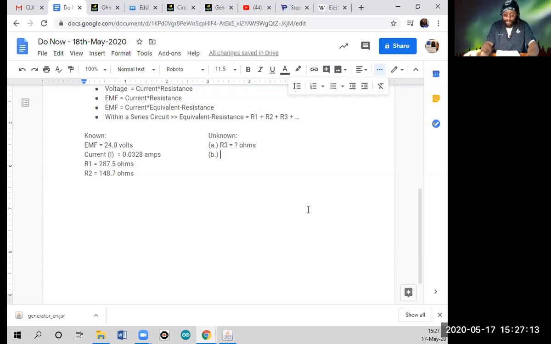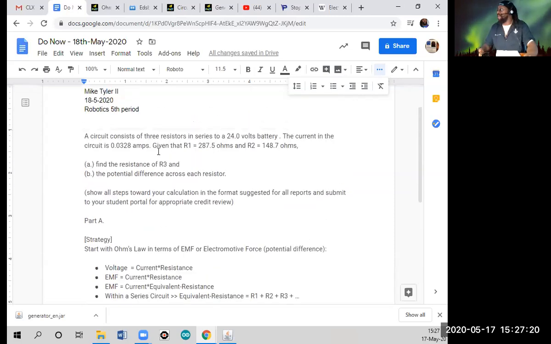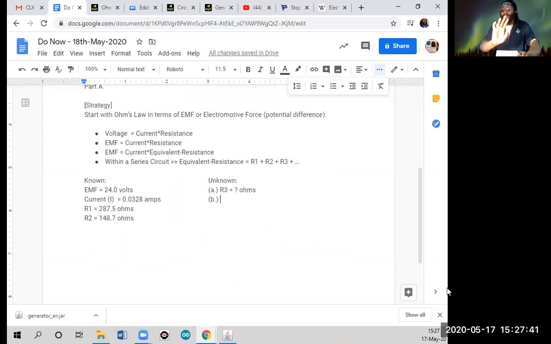we have what? Well, let's go back. We need to find, part B, the potential difference across each resistor. There are 3 resistors. So what I suspect is we're going to have to use our equivalent resistance to figure out what R3 is. Next, we're going to have to use that to figure out what the voltage values, or the potential differences, are on each of the 3 resistors. So what do we got to do? We got to find 3 voltages.